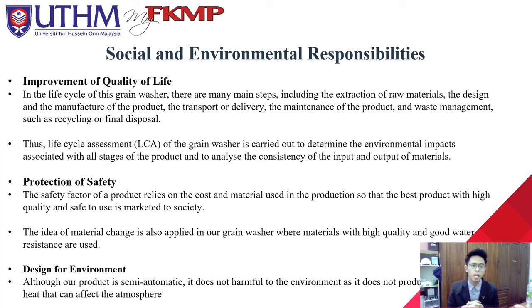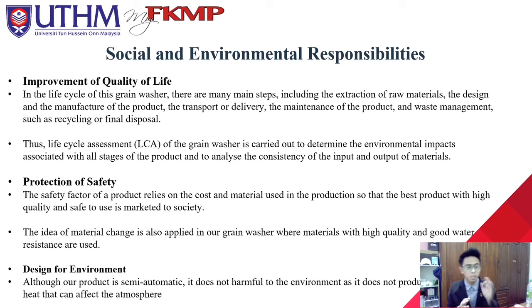The first point, improvement of quality of life. In the life cycle of this grain washer, there are many main steps including the extraction of raw material, the design and the manufacture of the product, the transport or delivery, the maintenance of the product and waste management such as recycling or final disposal. Thus, life cycle assessment (LCA) of the grain washer is carried out to determine the environmental impact associated with all stages of the product and to analyze the consistency of the input and output of the material.